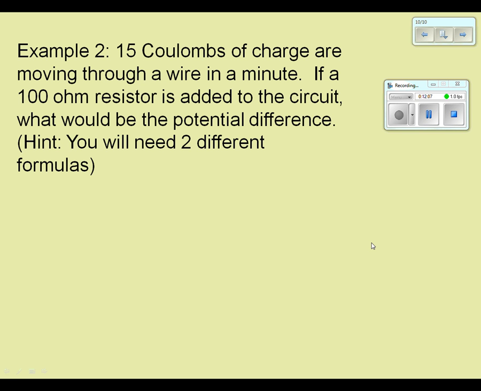15 coulombs of charge are moving through a wire in a minute. If a 100 ohm resistor is added to the circuit, what would be the potential difference? You're going to need two different formulas. It's a two-step one. Why is it two steps?